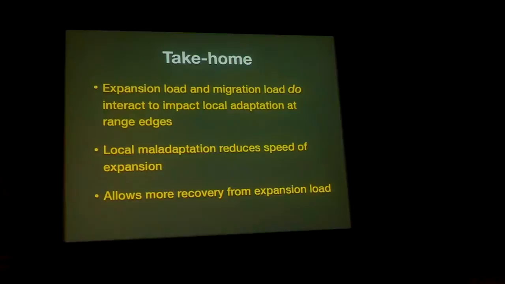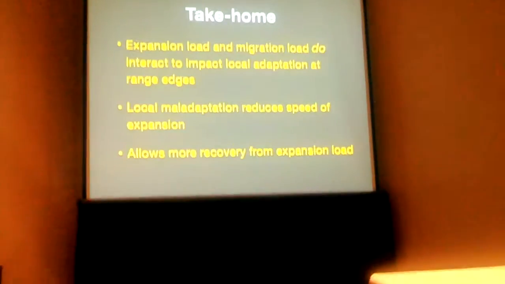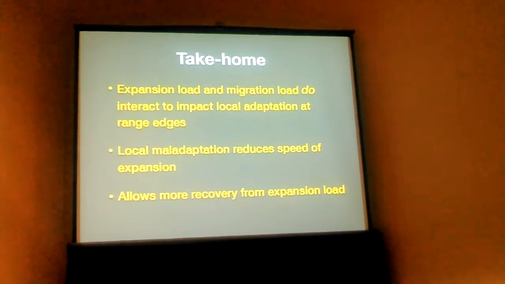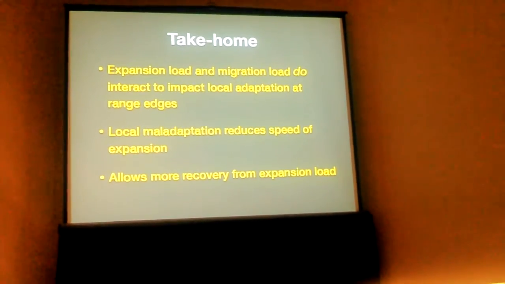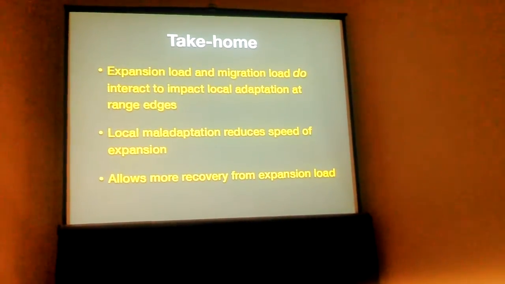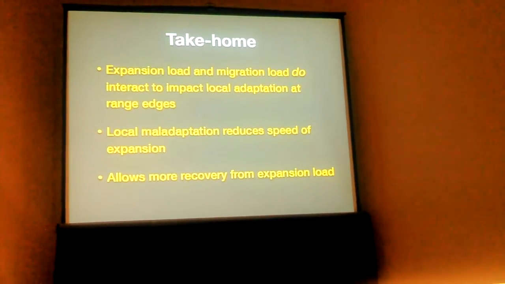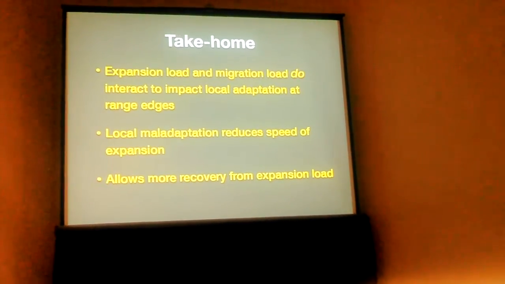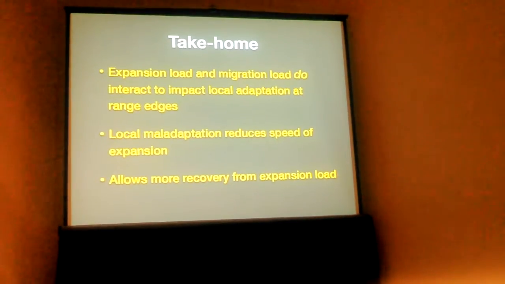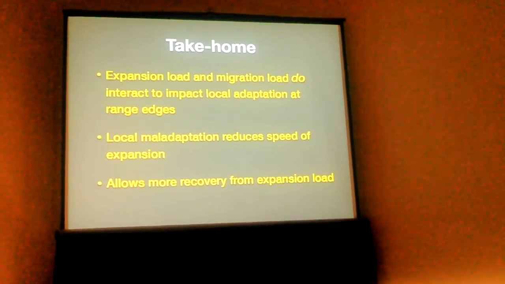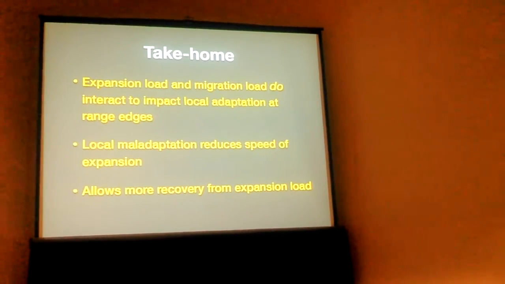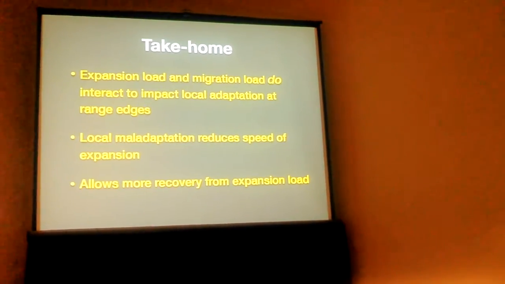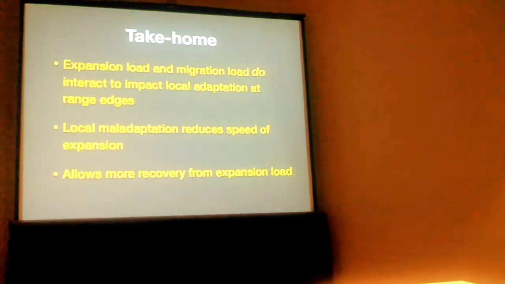So just to sum up, the take-home point is basically that expansion load and migration load do interact to impact local adaptation at the range edge. When you're more locally maladapted to an environmental gradient, this reduces the speed of expansion, and this slowed down speed of expansion allows for more evolutionary rescue, allows for more recovery from expansion load. So maybe this might have implications for studies of looking at expansion load in humans or other species as we look at range expansions happening in the future.